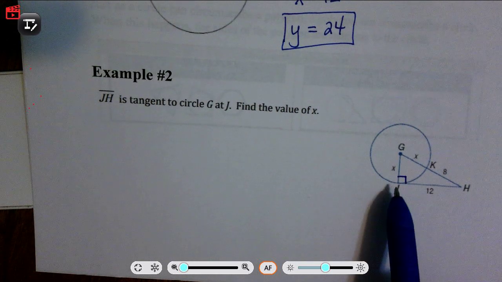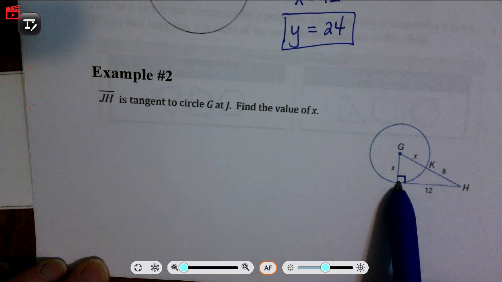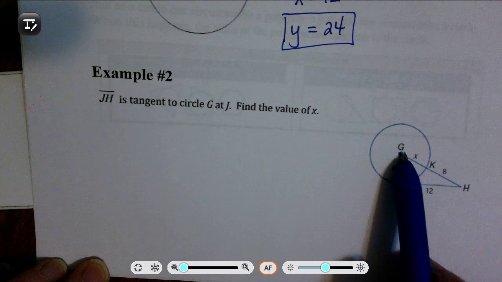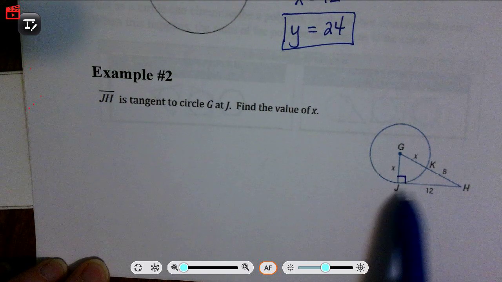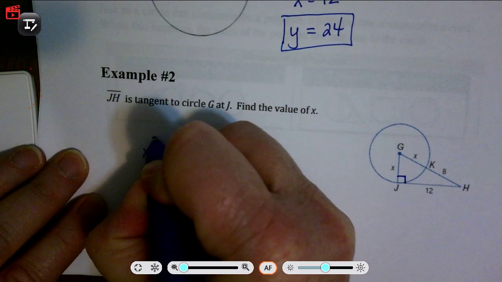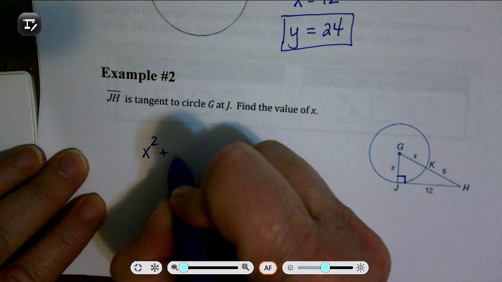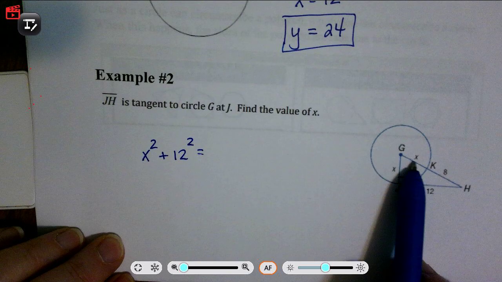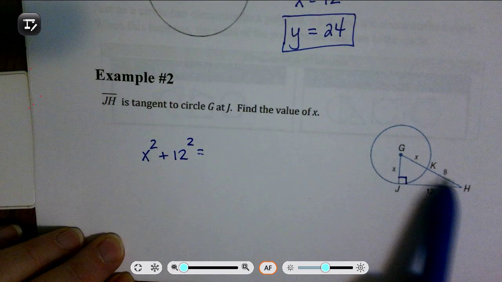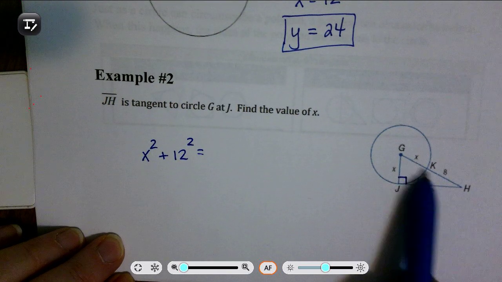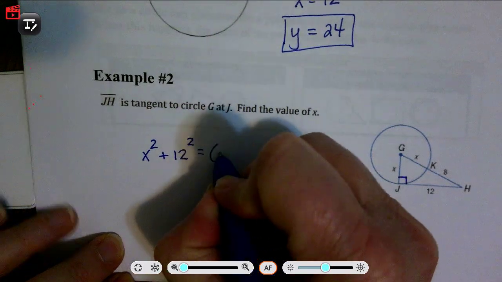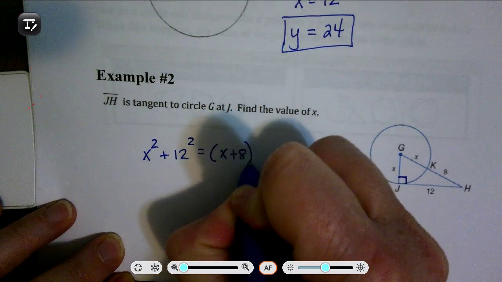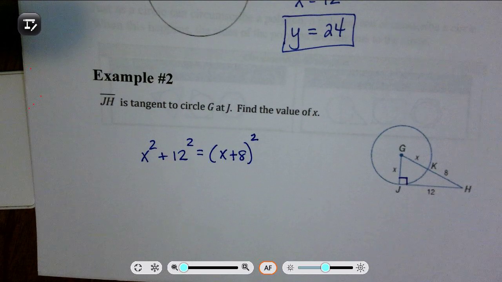So again, we're going to use the Pythagorean theorem to do that. This side and this side, GJ and JH, are the legs. So, okay, I have x squared plus 12 squared is equal to, and my hypotenuse, the whole length of the side, is whatever x is plus 8. So this is x plus 8, and we're going to square that whole thing.